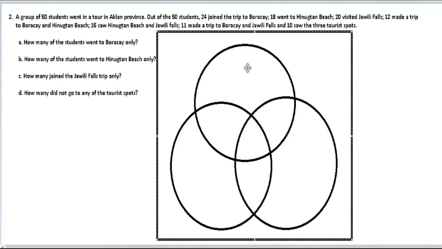Okay, now let us represent our circles with letters. So for the Boracay, it will be represented with the letter B. Then Hinugtan Beach, letter H, and Hawili Falls, letter J. And outside those circles will be our universal set. Okay, so to solve these problems, we need to start at the bottom of our problem. 10 saw the three tourist spots. So there are 10 students who saw the three tourist spots: Boracay, Hawili Falls, and Hinugtan Beach.